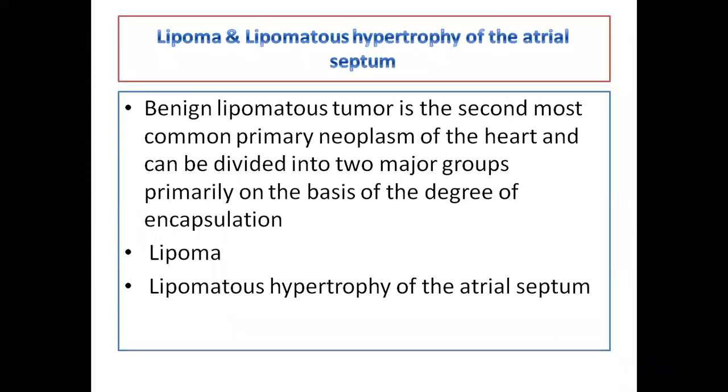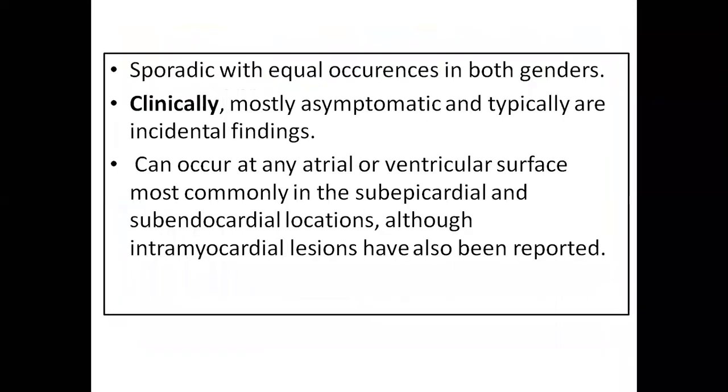Lipoma and lipomatous hypertrophy of the atrial septum. The benign lipomatous tumors can be divided into 2 major types based on the degree of encapsulation: either lipoma or lipomatous hypertrophy of the atrial septum. It can be sporadic with equal occurrence in both genders. Mostly they are asymptomatic and typically an incidental finding.